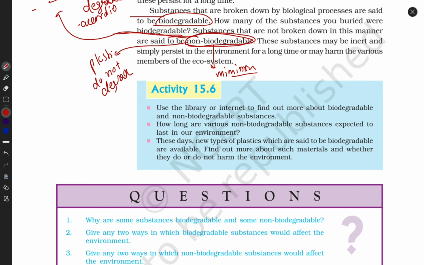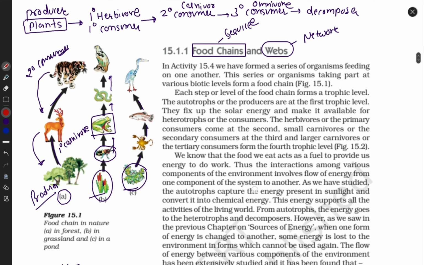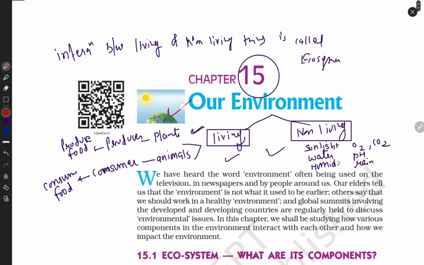So this is it. This is your chapter, environment. We have to protect our environment for living a healthy life. So this is your chapter 15.